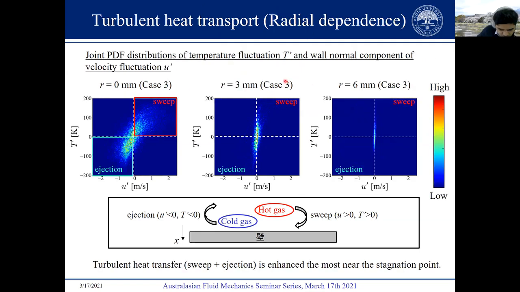And next, to understand why the convective heat flux is maximum at the stagnation point and decreases with increasing radial distance from the stagnation point, we consider only case 3, and we plot the same joint PDF distributions of T prime and U prime for different radial locations. So again, you can clearly see that the correlation is strongest just above the stagnation point. So meaning that the turbulent heat transport is greatly enhanced in the vicinity of the stagnation point due to the largest contributions of the sweep and ejections to the wall normal turbulent heat transport.